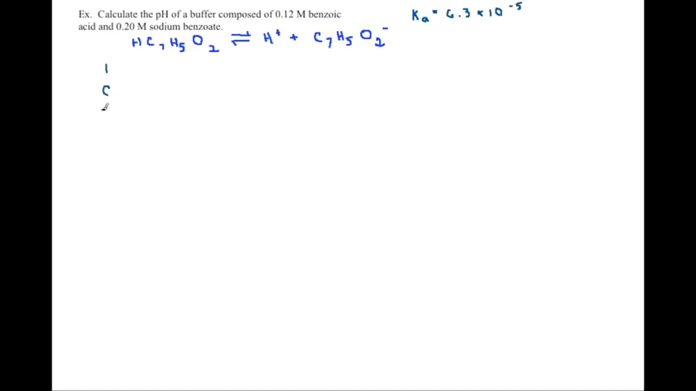Okay, so let's solve for the pH of this buffer. I'm going to create my ice chart. I know that the initial concentration for benzoic acid is 0.12 molar. I know that the initial concentration for the benzoate is 0.20 molar. I know the initial concentration of hydrogen ions is 0. So I'm going to lose X, gain X, and gain X for this reaction. So my equilibrium concentrations will be the following.